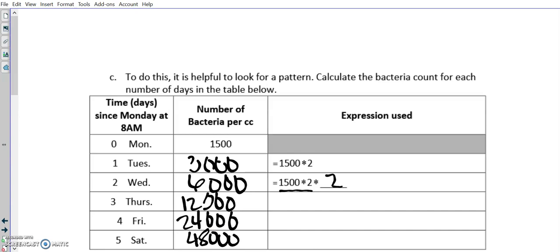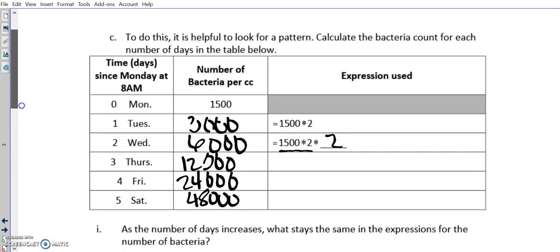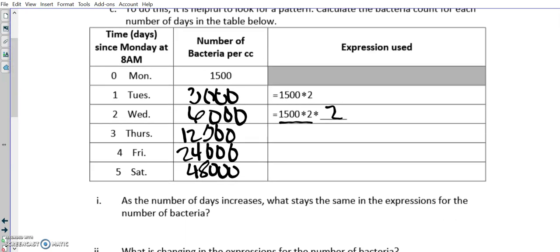So looking at the pattern, because you know in math we love our patterns. I'm going to go and move this down. You always start out with your 1500 bacteria count, okay? And each time it built on itself. So the number before was always multiplied by 2. So if we look at the first one, we did 1500 times 2. Then we did 1500 times 2 times 2 and got that 6,000.